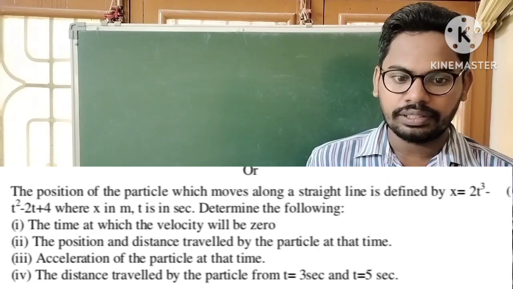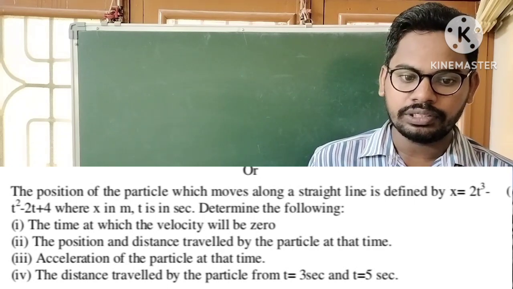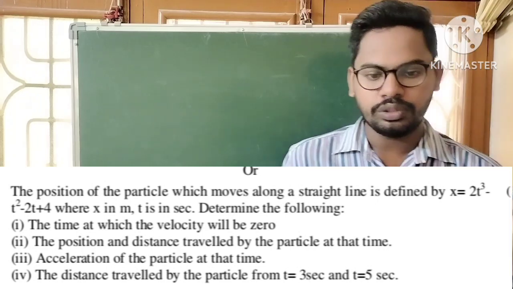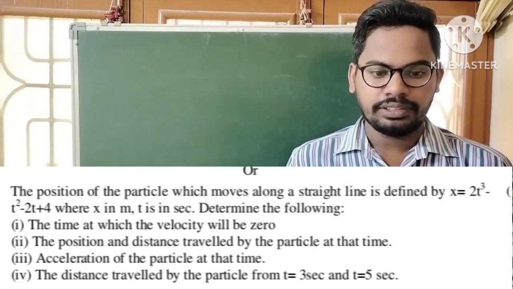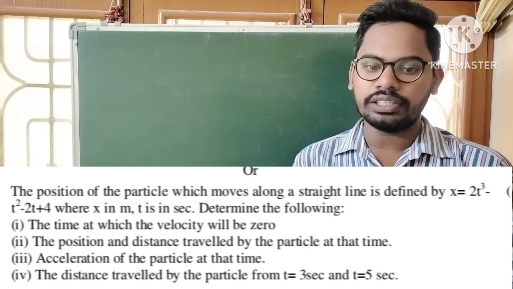And the acceleration of the particle at that time. And last question, the distance travelled by the particle from t = 3 seconds to t = 5 seconds. So in this question, position of a particle which moves along a straight line.